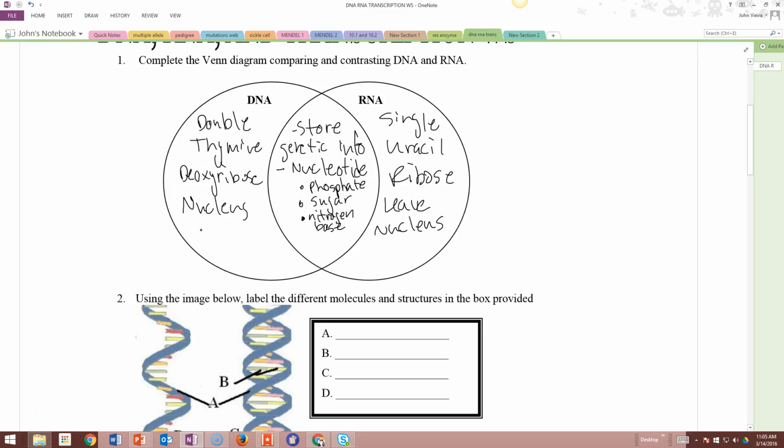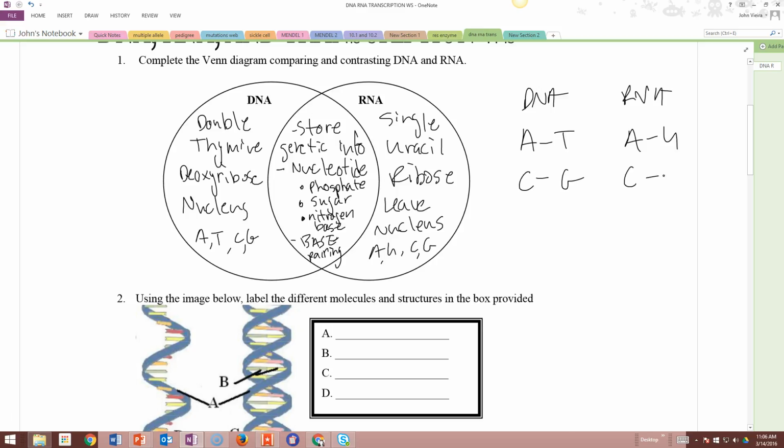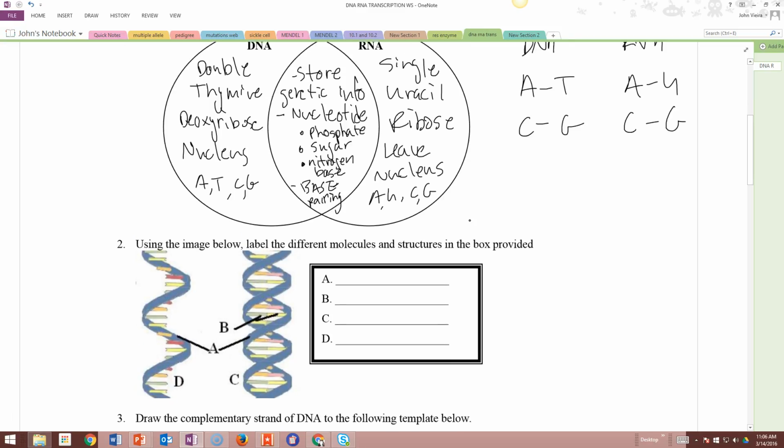Even though the nitrogen bases are different, this is ATCG and this is AUCG, they both have that base pairing. That's base pairing, is what that says. A goes with T in DNA and A goes with U in RNA, this is DNA, and then C goes with G, same thing here. They definitely have the same base pairing.